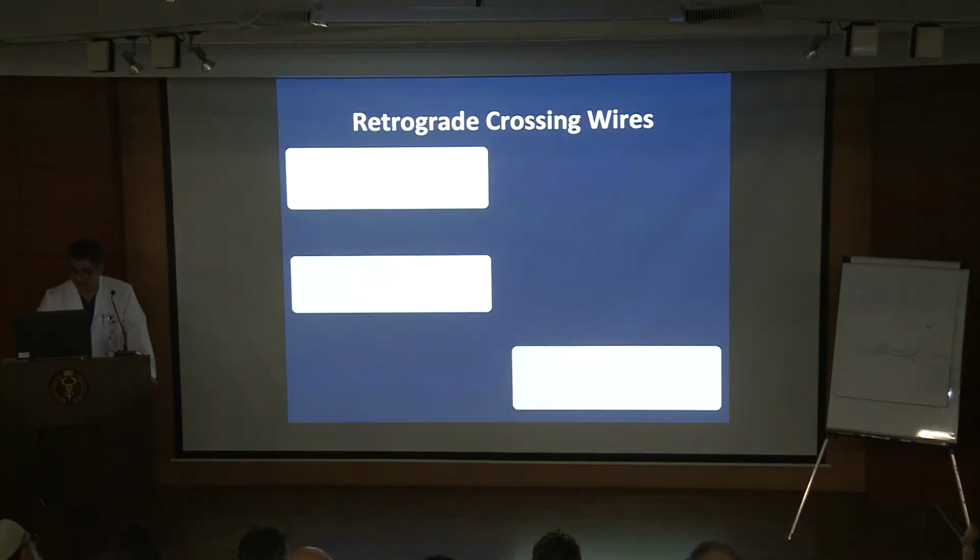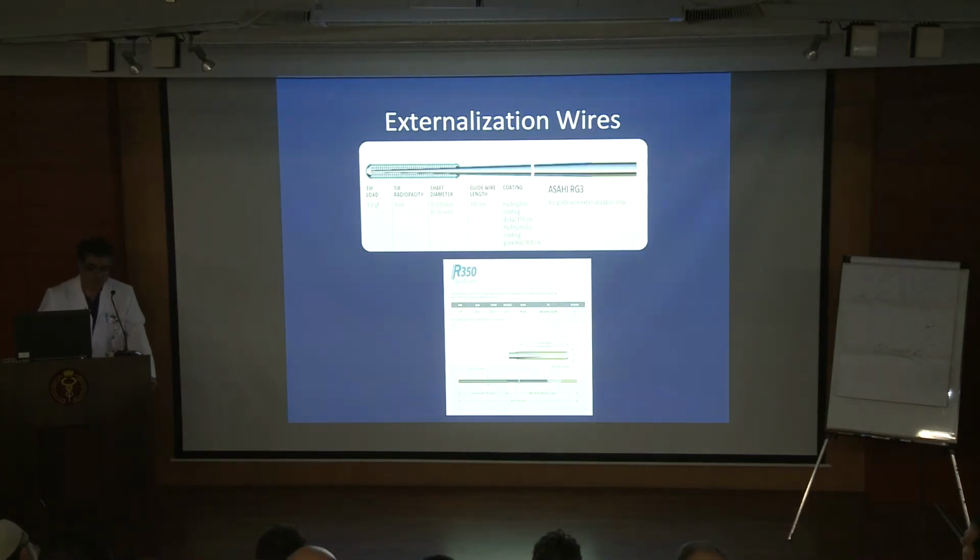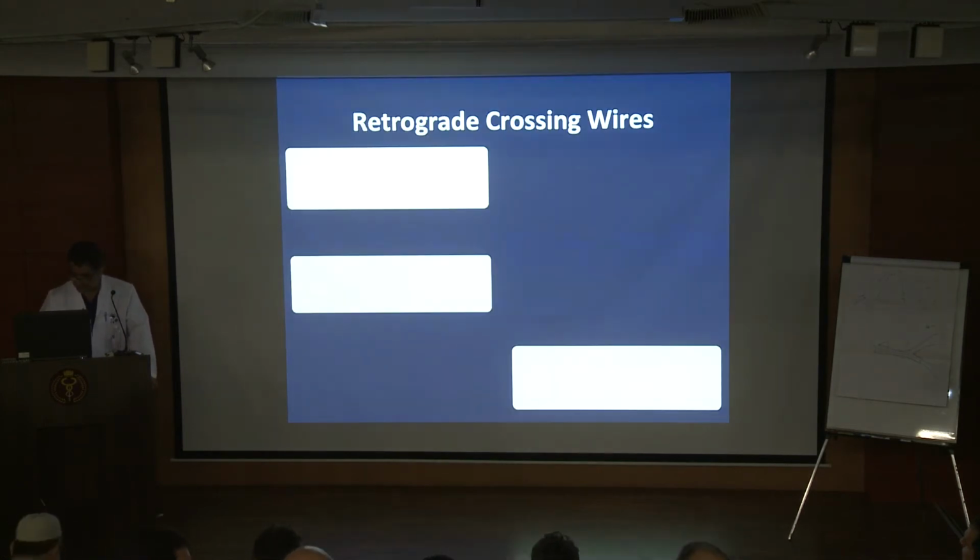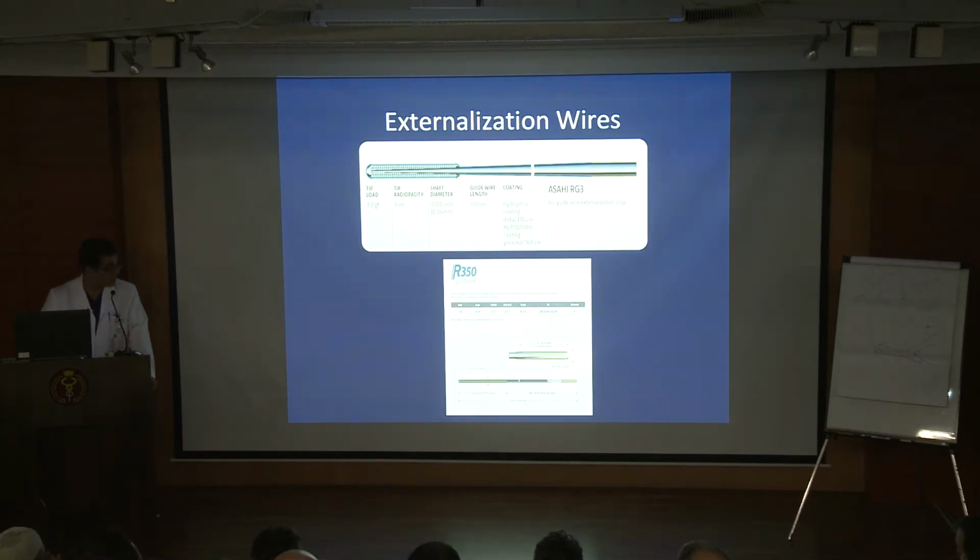So retrograde wire crossing, there are a few of them. We already discussed the retrograde wire crossing. Think about Cyan black and SUO3. These are the common three wires that I use for retrograde. For externalization, the one I use here is the RG3. Remember, it's a tip load of 3. It has a tip radiopacity of 3 centimeters, but it is really hydrophilic, with a hydrophilic coating throughout its entire length.